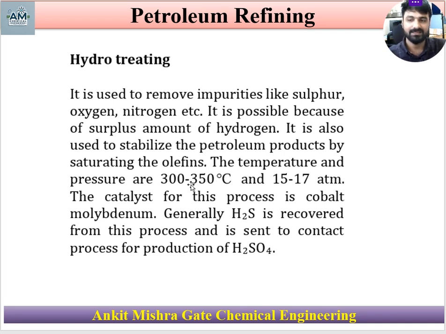The temperature and pressure are 300 to 350 degrees centigrade and 15 to 17 atm. The catalyst for this process is cobalt molybdenum, that is a very important catalyst. The catalyst used in the hydrotreating process is cobalt and molybdenum. Generally it removes H2S. H2S is recovered and sent to the contact process for the production of H2SO4.